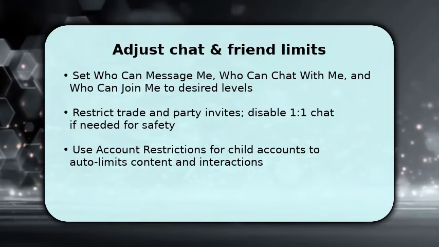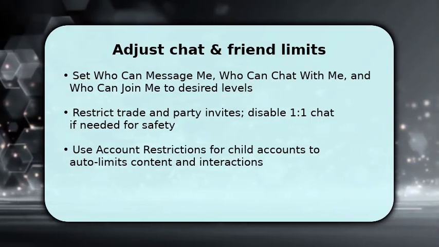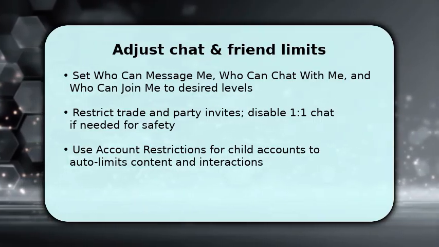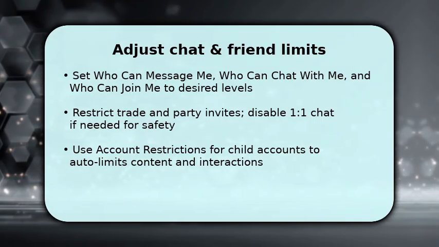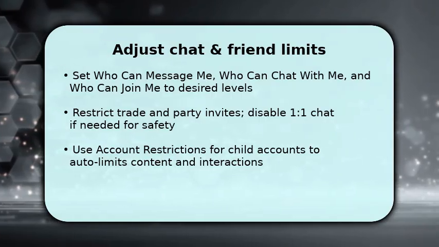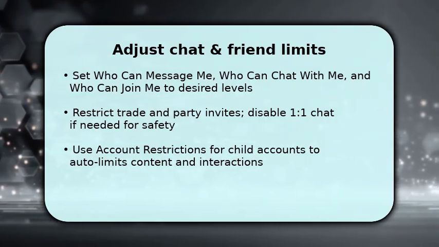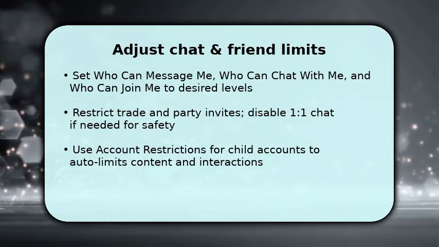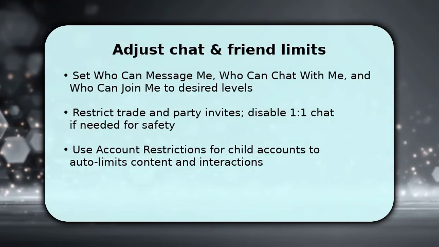Next, focus on communication and interaction limits. Open chat and friends settings and change who can message me, who can chat with me, and who can join me to friends or no one depending on comfort. This reduces unwanted contact. Restrict trade and party invites and consider disabling private chat if safety is a concern.